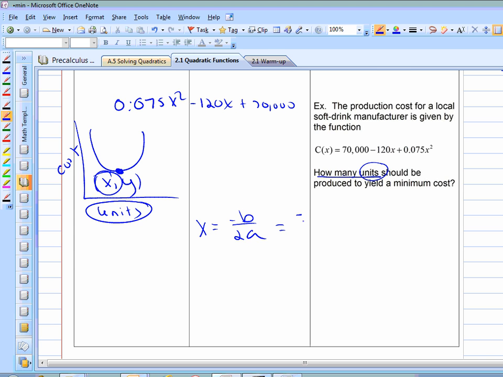That would be negative b, so negative 120, which would be a positive 120, over 2 times 0.075, and if we multiply all that out and simplify that, we should get 800, which would be units. So in other words, we have to produce 800 units to minimize our cost, to have the least cost. That'd be the most cost effective for our company.